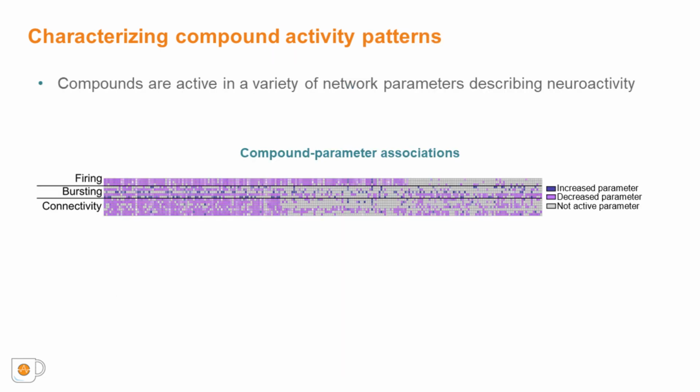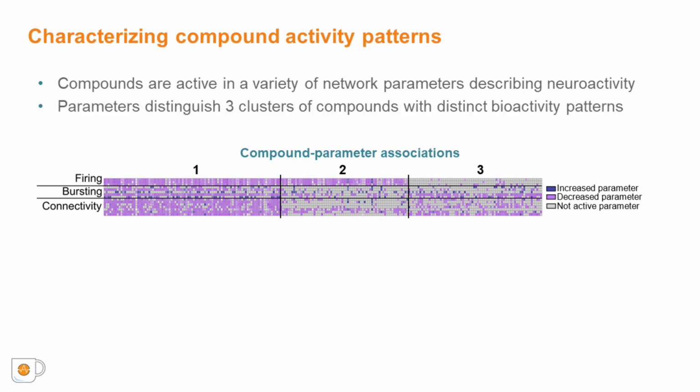We also found that these compounds represent different bioactivity patterns. Using k-means clustering with these compound parameter associations, we identified 3 distinct clusters of bioactivity. Cluster 1 had compounds that were active in all parameters, firing, bursting, and connectivity. In contrast, cluster 2 had a lot of firing activity, less bursting, and few connectivity parameters, with the majority covering synchronicity.